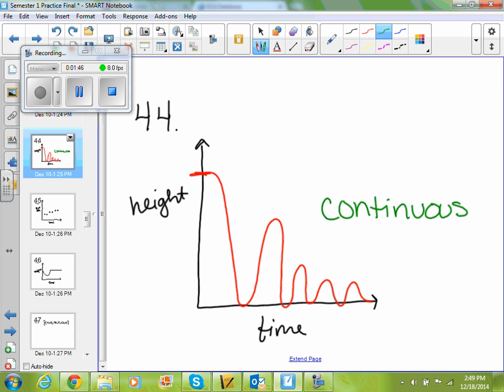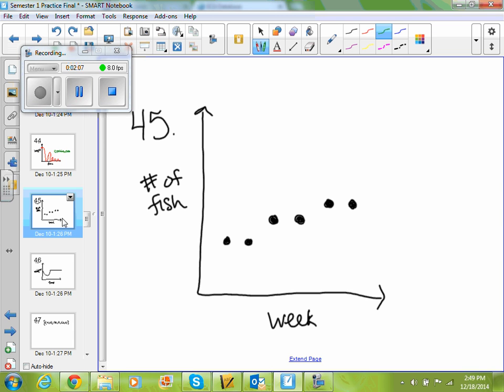What does a discrete graph look like? It's dots, yeah, it's just discrete points. So, a discrete graph is distinct points, they're just dots. So like 45, if we look at 45, 45 is a discrete graph because it's just dots. There's no connected line. So if I look at 45, we're writing a possible situation for the graph. So what is a possible situation for that graph?